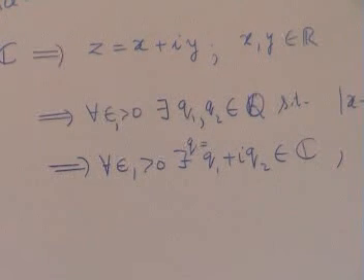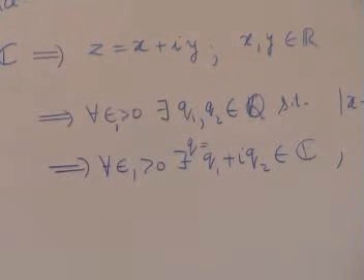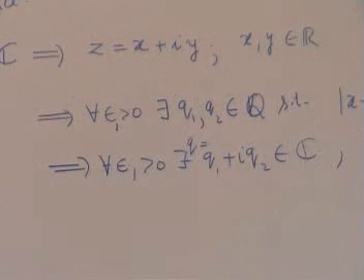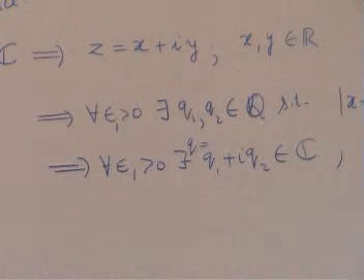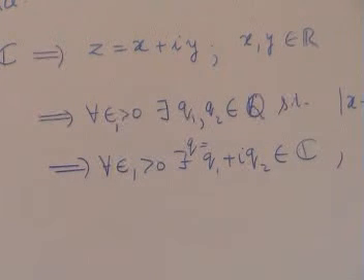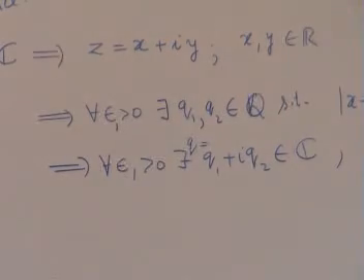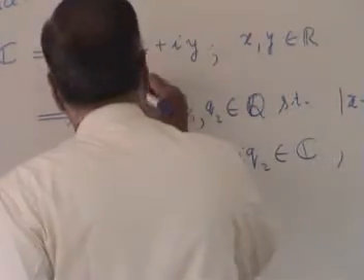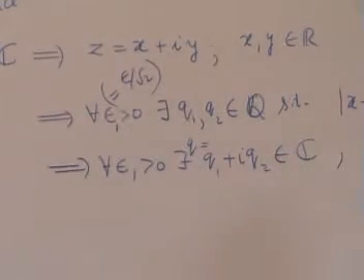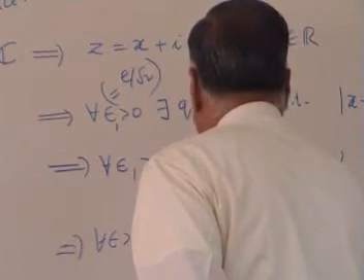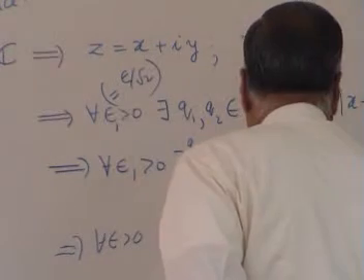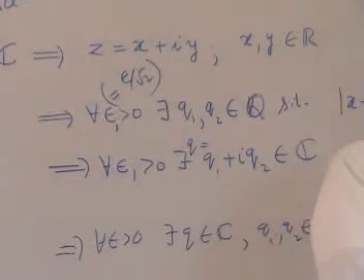But the absolute value of x minus q1 is less than epsilon 1, and the absolute value of y minus q2 is less than epsilon 1, so this will be less than the square root of 2 epsilon 1 squared. So all I have to do is choose epsilon 1 such that the square root of 2 epsilon 1 squared is epsilon. So 2 epsilon 1 squared is chosen as epsilon squared, or you choose epsilon 1 as epsilon by square root of 2. Then for every epsilon positive there exist q1, q2 belonging to Q such that mod z minus q is less than epsilon.